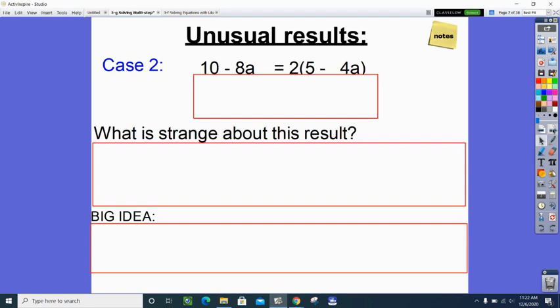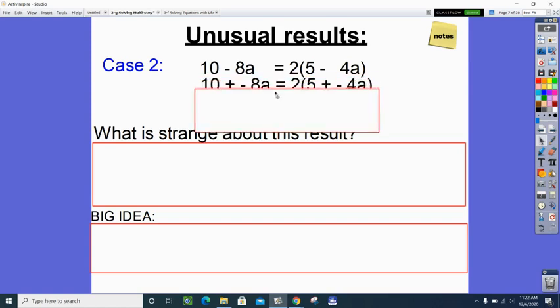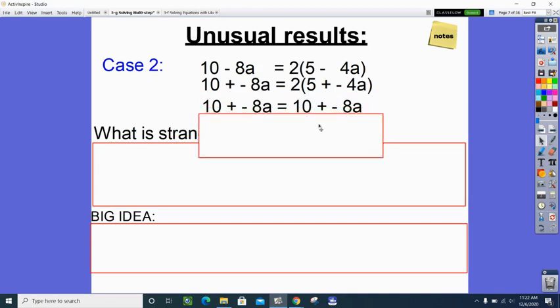So you mean there's more unusual results? Well, let's check this one. So this time, once again, I'm going to change, change. That becomes plus a negative, and that becomes plus a negative. Ooh, I see some parentheses over here. So I'm going to do the distributive property. 2 times 5 plus 2 times negative 4. So there we are. Oh, now look at this one, guys.